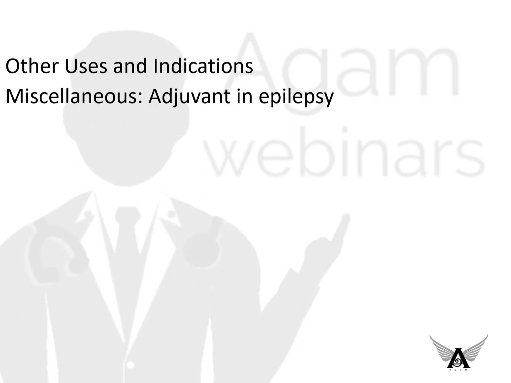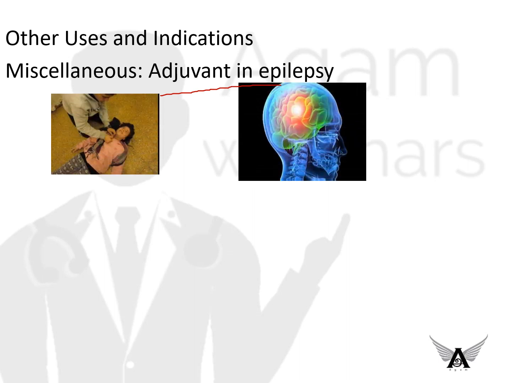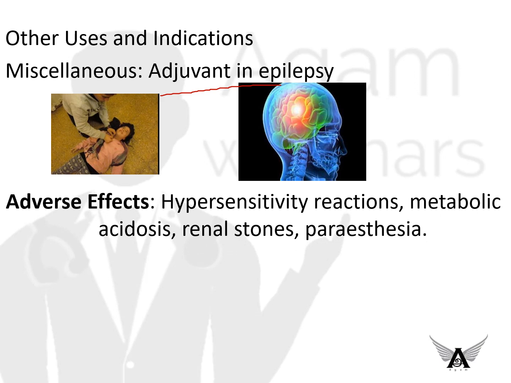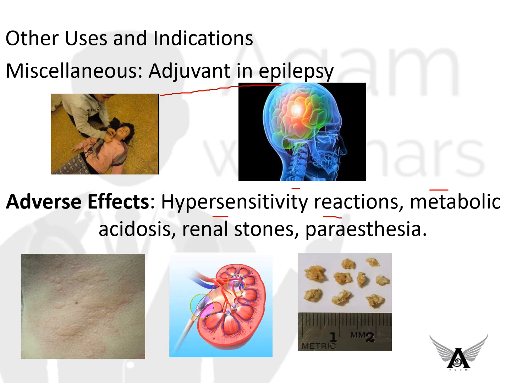Other uses and indications of carbonic anhydrase inhibitor: miscellaneous, being an adjuvant in epilepsy. Now the adverse effects are hypersensitivity reactions, metabolic acidosis, renal stones, and paresthesia.